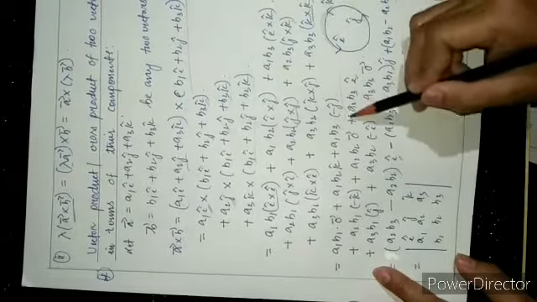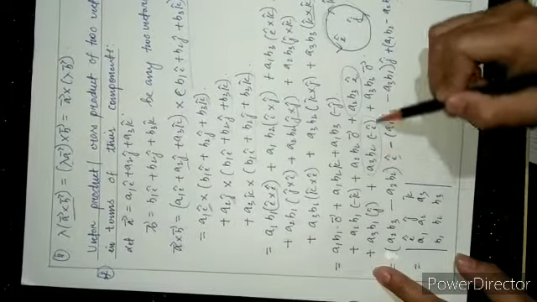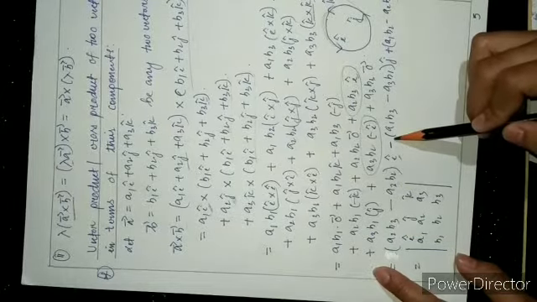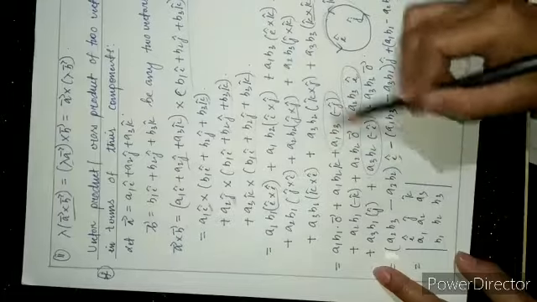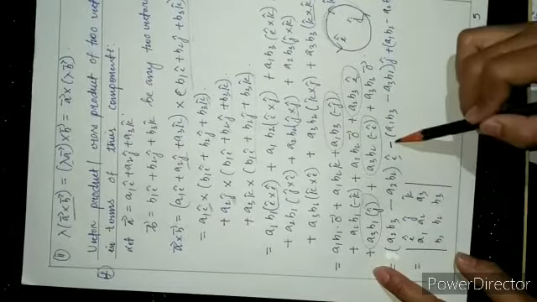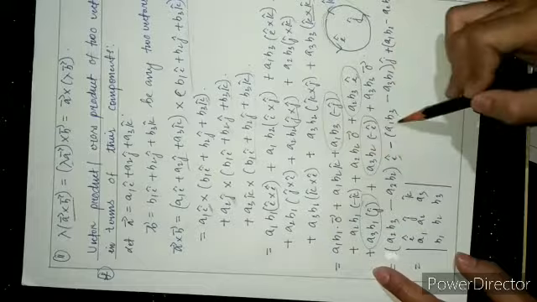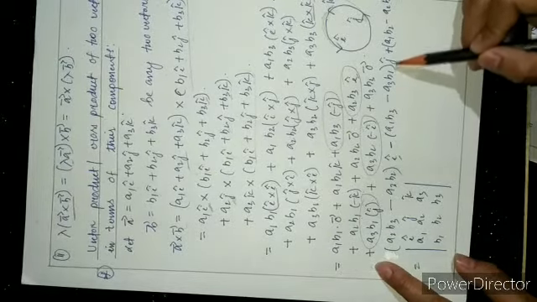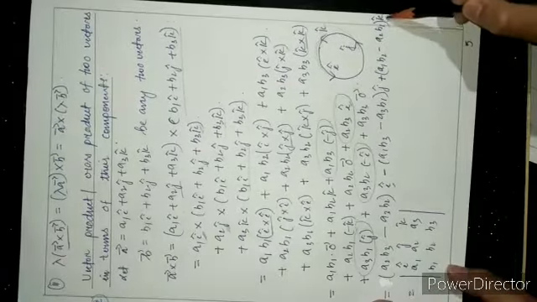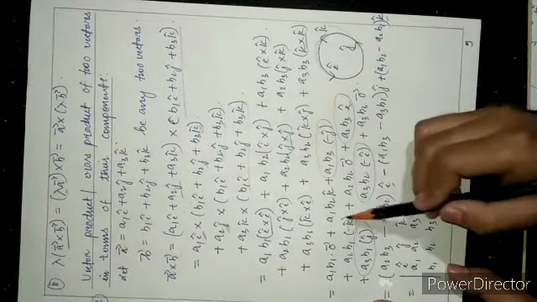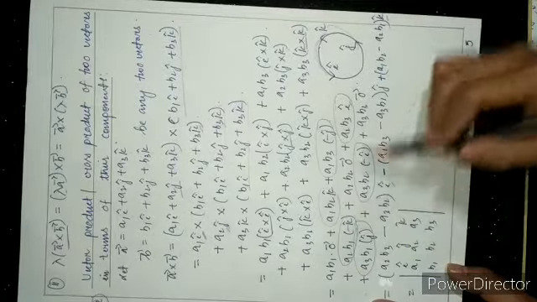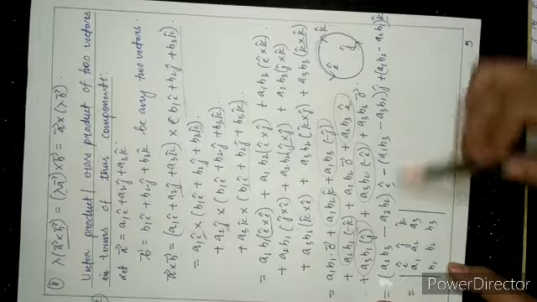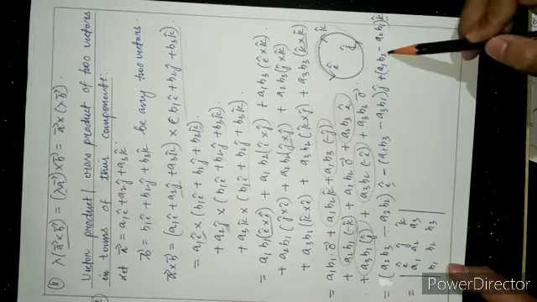I cap times A2 B3 minus A3 B2, minus sign, second J cap times A1 B3 minus A3 B1, plus first find the components of K, K cap times A1 B2 minus A2 B1.